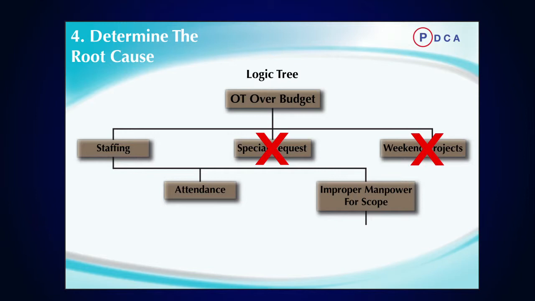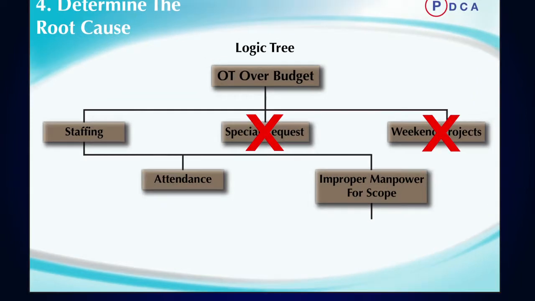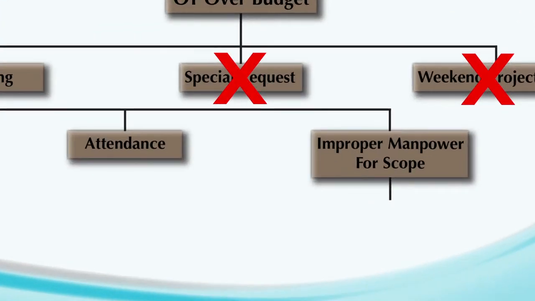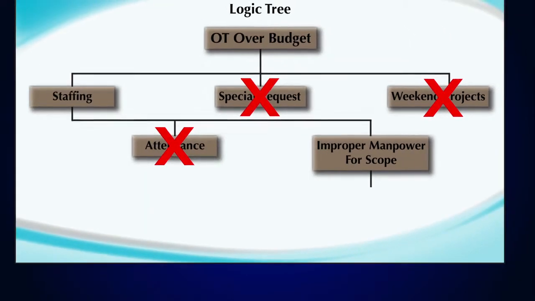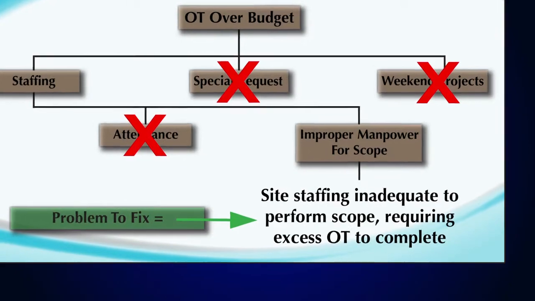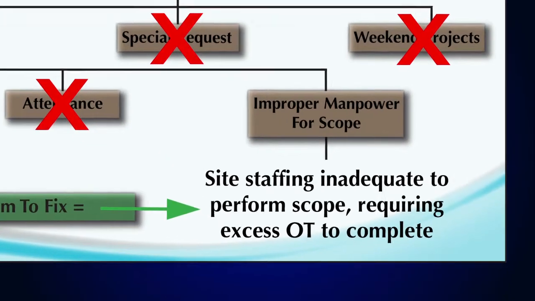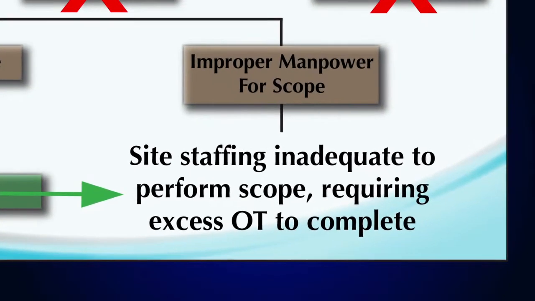On the next branch of the logic tree, we now want to list the items that affect staffing, attendance, and manpower. A quick report on attendance determines it is not an issue, so it is crossed out. The focus is now on manpower. By going through the site's scope of work and actual staffing, the problem to fix is stated as site staffing inadequate to perform scope, requiring excess OT to complete.